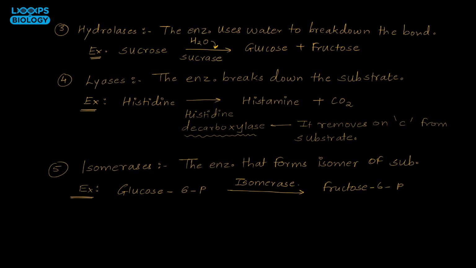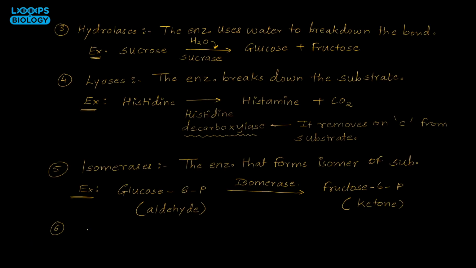In this particular case, as we have seen, glucose belongs to the aldoses category of carbohydrate, while fructose belongs to the ketoses category of carbohydrate. So these are nothing but my functional isomers. In this case, the functional group was aldehyde, while in the case of fructose, it was ketone as the main functional group.